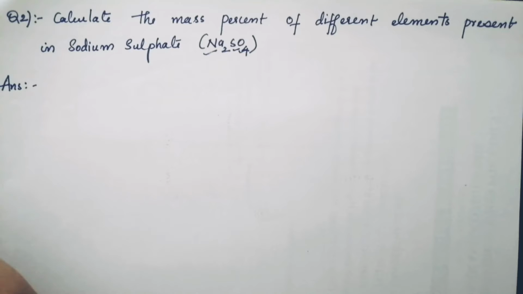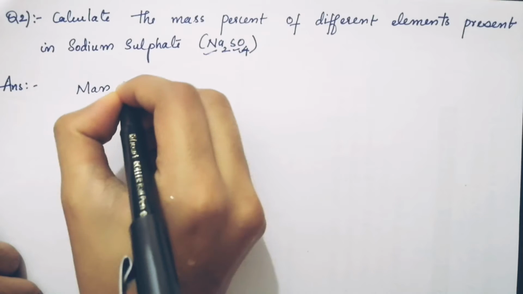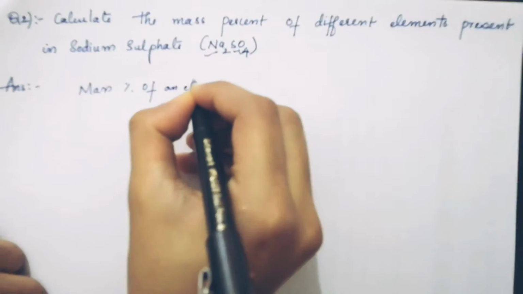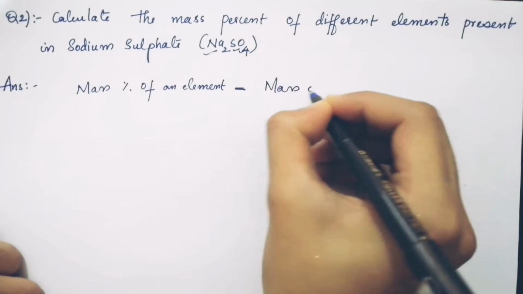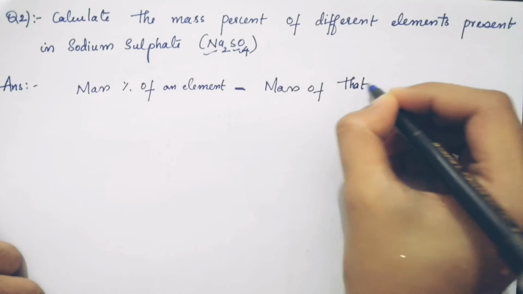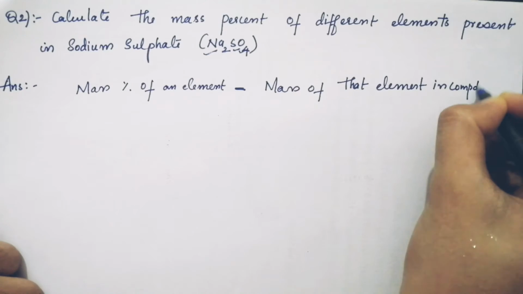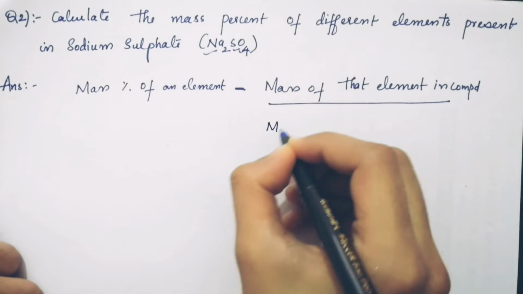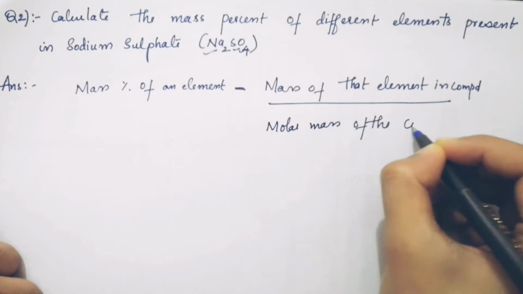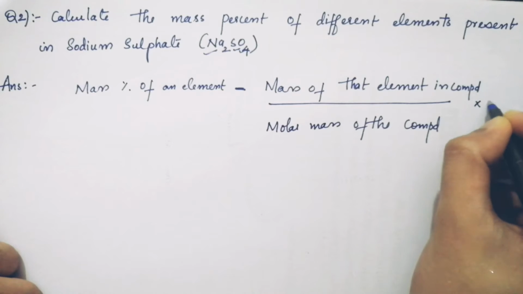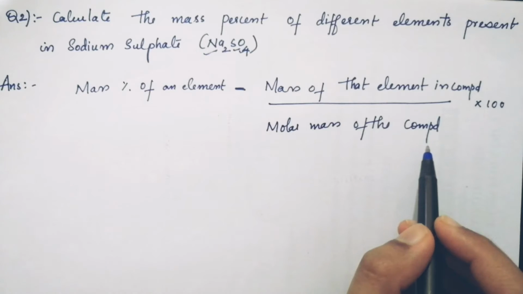We have learned an equation to find the mass percentage of an element, which is: mass percentage of an element is equal to mass of that element in compound divided by molar mass of the compound, into 100. So here we need to first calculate the molar mass of the compound.